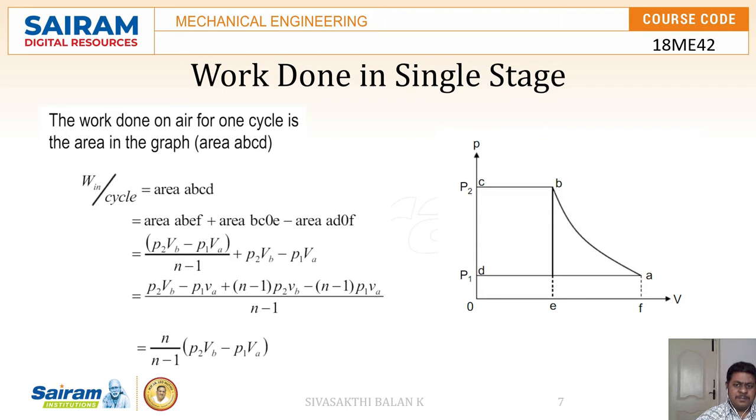To calculate the area of the graph ABCD, we can divide it into the area ABEF plus the area BCOE. We need to add these first two parts and then subtract the bottom rectangle ADOF.